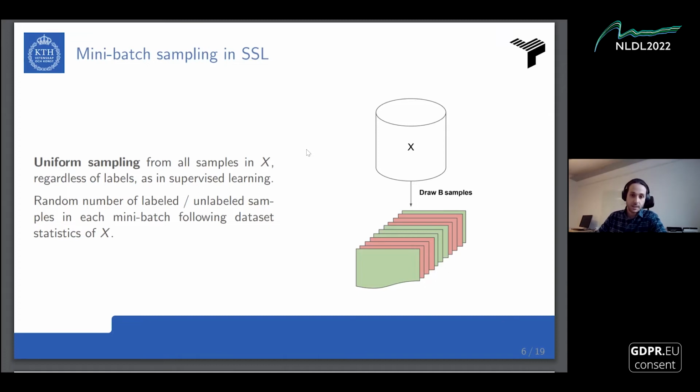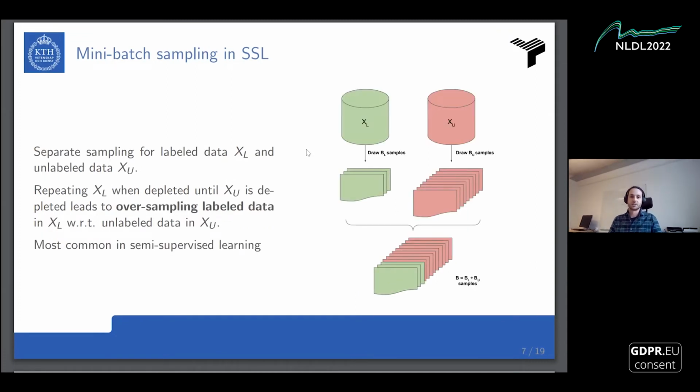However, what is most commonly done in semi-supervised learning is to sample separately from each of these two subsets of the whole training set, the labeled set and the unlabeled set. And when you do that, you are putting a certain number of samples that are labeled in each batch, and a certain number of samples that are unlabeled in each batch. However, that comes with a side effect, which is that you are effectively oversampling the labeled data, since you have to repeat the same labeled samples over and over, since you have fewer of them.